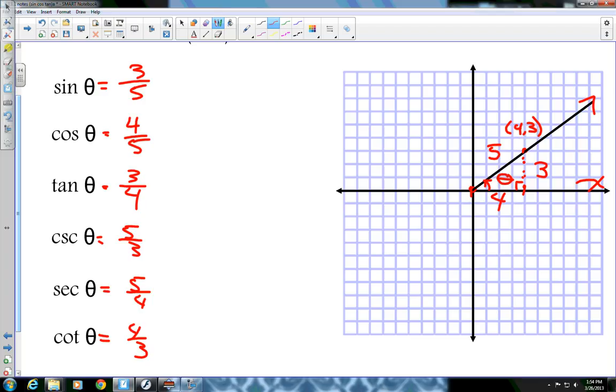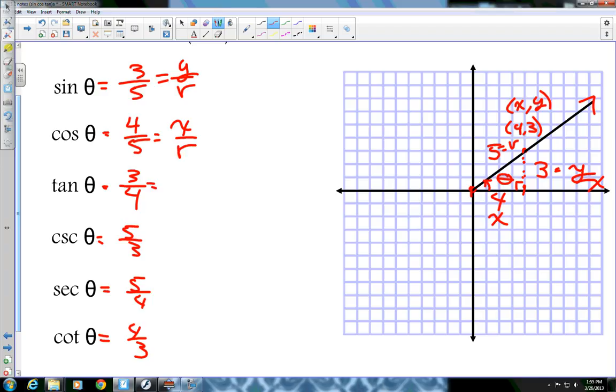Before you quit, one more thing I want to tell you about. If I didn't have these numbers in here, this point could be any point x, y. In that case, this side where we put the 4 would be x, this side where we put the 3 would be y, and where we put the 5 would be r. You can use these. Sine is y over r. Cosine is x over r.